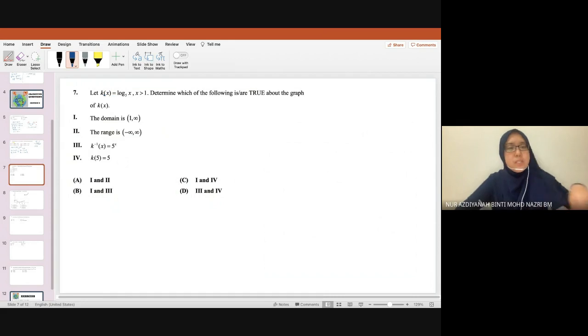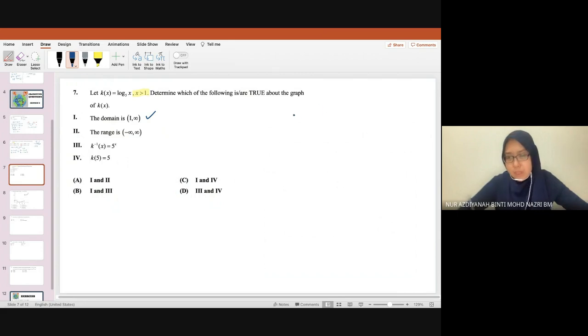For this function k(x), this is a log function. Dia dah bagi domain kat sini. Nampak tak? Dia dah bagi this domain, x is greater than 1. So domain x greater than 1, cara yang kita akan tulis adalah 1 until infinity. So statement number 1 is correct. It is true. Now range pula untuk this function.